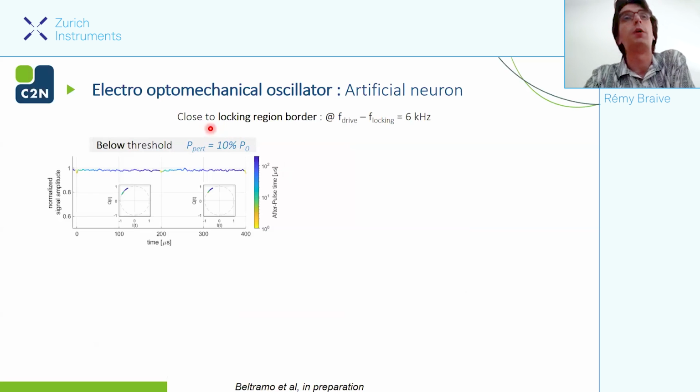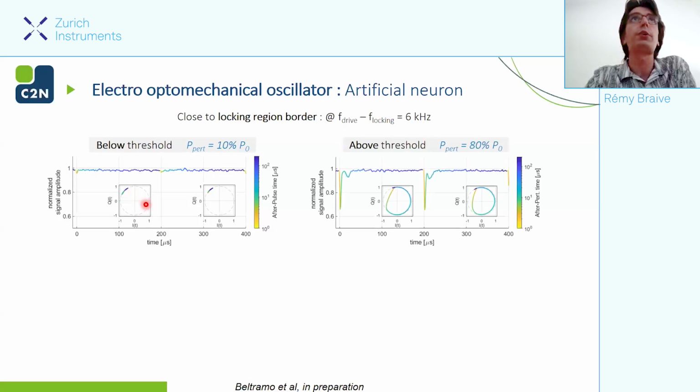And when we are close to the edge of the locking region, here it's only a few kilohertz, and the amplitude of the perturbation is really low, somehow 10% of the threshold of the P0 that I was talking about, here is the time trace of the amplitude that we can record. And thanks to the lock-in amplifier, we are able to have the phase portrait, the IQ portrait, and we see that the system is staying around a position which is the stable point that I was talking about before.